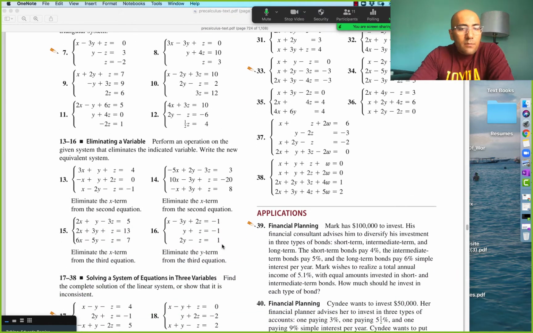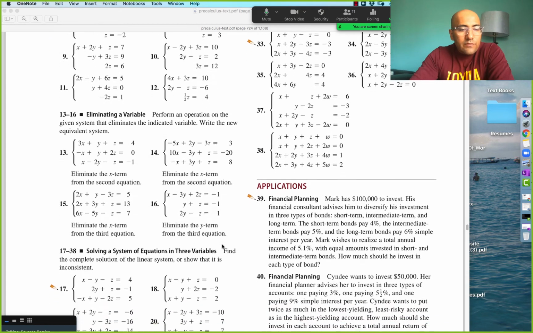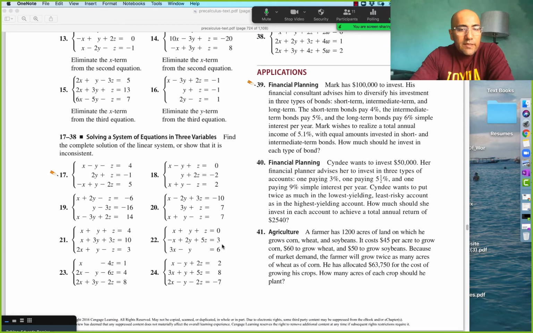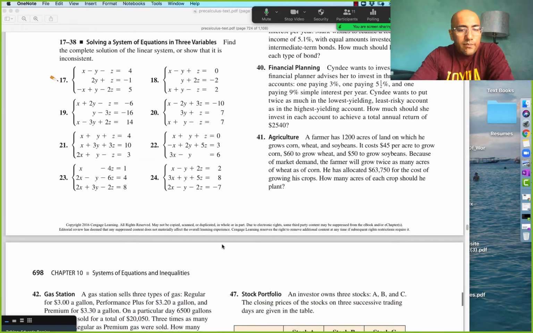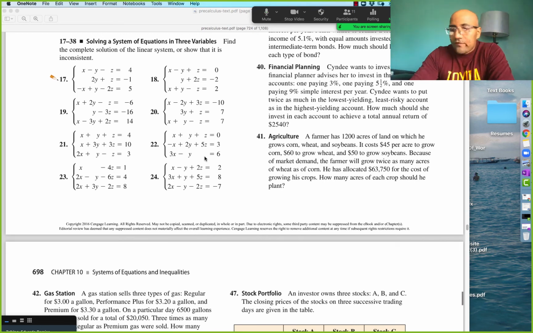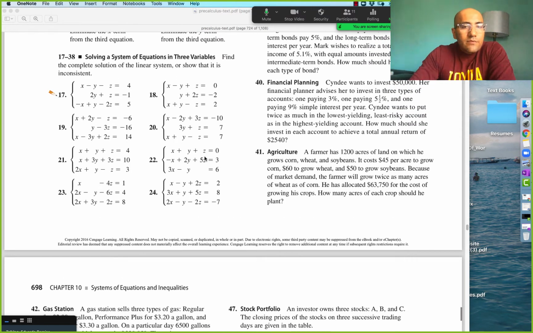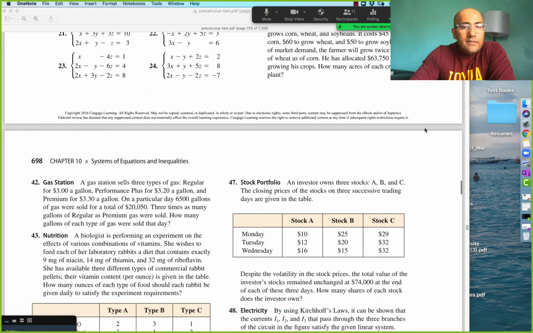So I'm not going to do an example like that, so let's move on to one of these. Perform an operation on the given system that eliminates the indicated variable. Write down a new equivalent system. And let's just go ahead and solve it. They're just kind of doing baby steps for you to be able to solve one. So let's just jump to say like number 24. Find the complete solution to the systems or show that it is inconsistent.